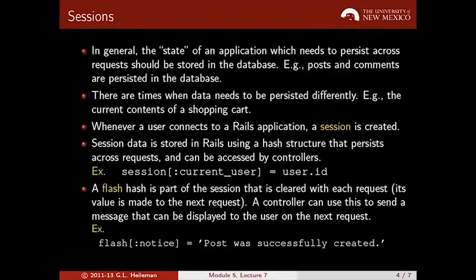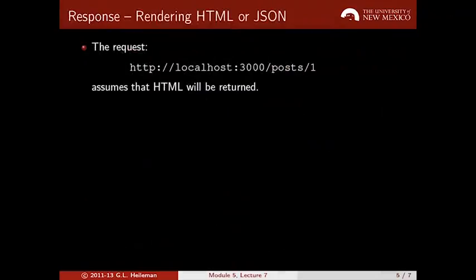If you look in your controller code, you'll see plenty of these flash notices. And so here, again, it looks like it's a hash called flash, and I'm defining a flash variable called notice, and I'm saying that the post was successfully created. And that, again, will be passed to the next request once this is created. And if you look at your Rails application, you'll see how this is used throughout.